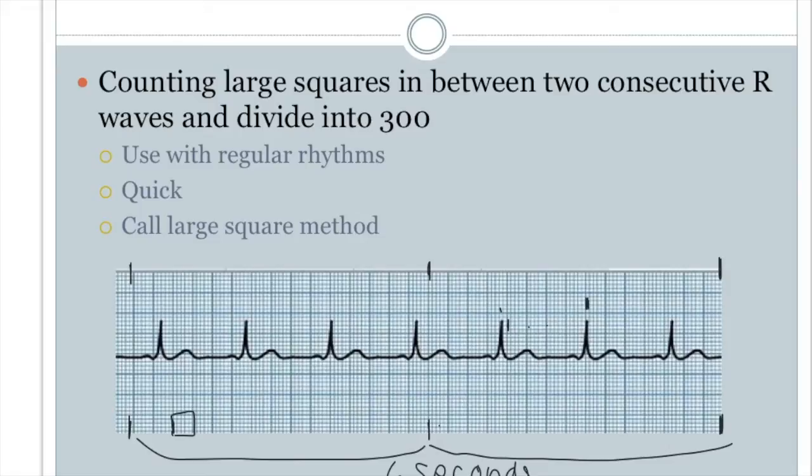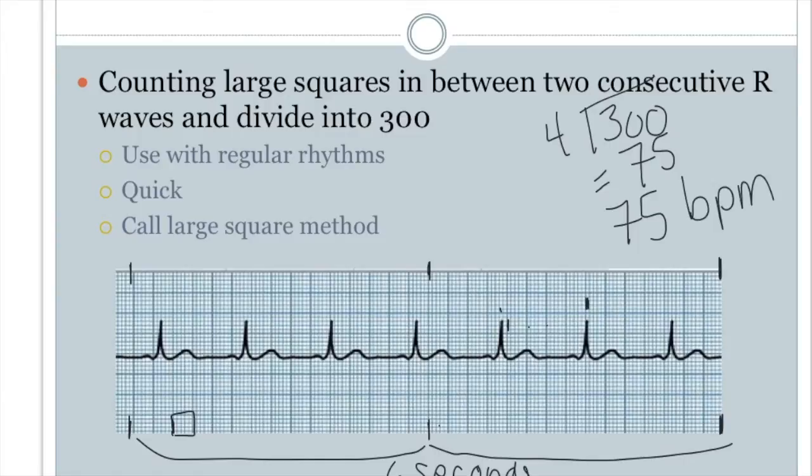So we have 1, 2, 3, 4 large squares. 4. So we're going to divide 300 by 4. So you'll need your calculator. So 300 divided by 4 is equal to 75. So your answer will be 75 beats per minute. And you can only use this now with regular rhythms. Okay, that's a key to a quiz question.